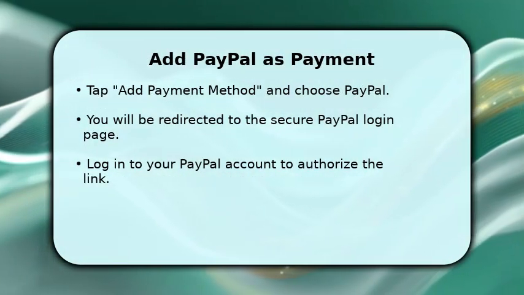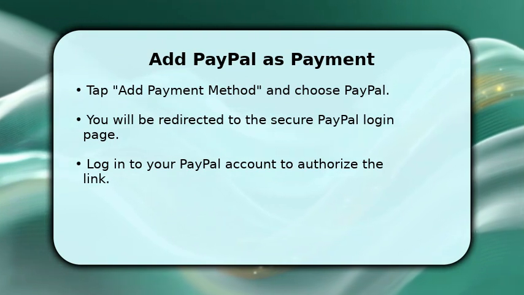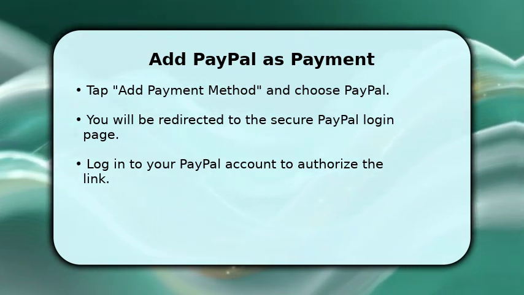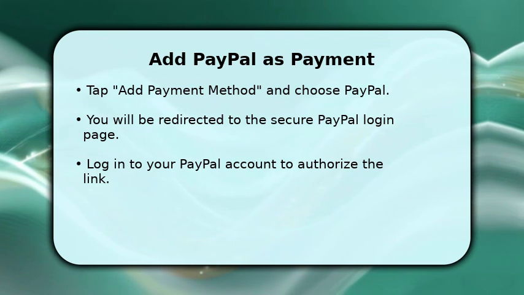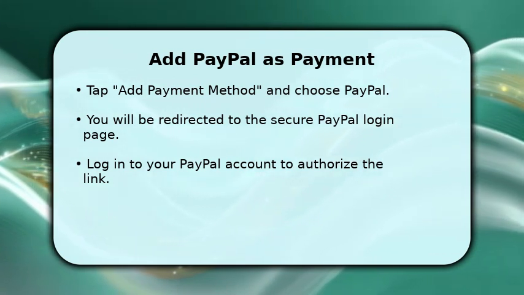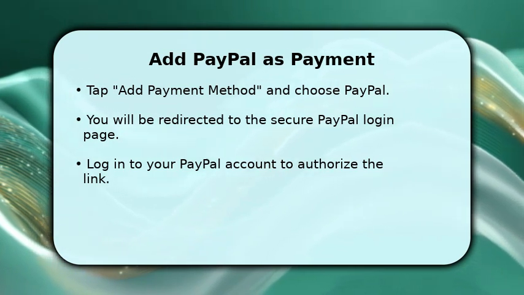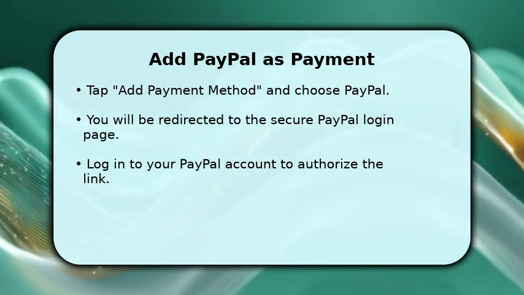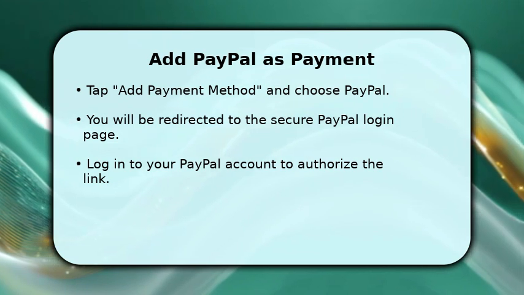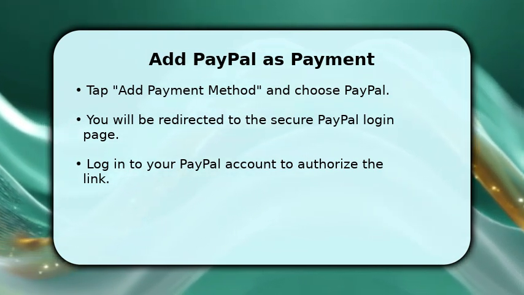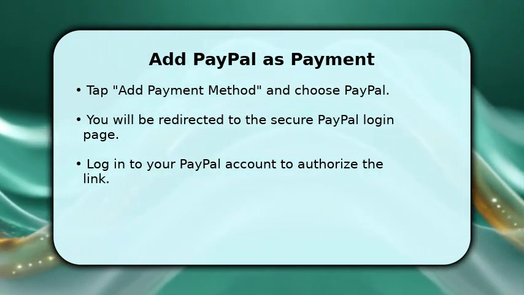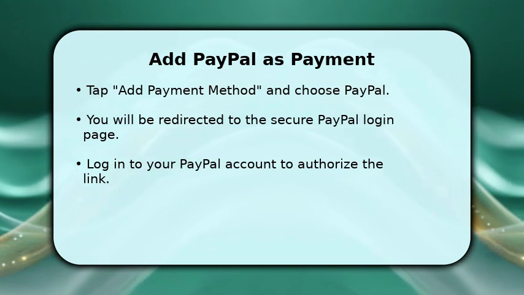Next, you'll see an option to Add Payment Method. Tap on that, and then select PayPal from the list of available choices. The system will then securely redirect you to the official PayPal login page. Here, you'll need to enter your PayPal account credentials to log in. This step is crucial for authorizing the connection between your PayPal account and your Apple ID for App Store purchases.